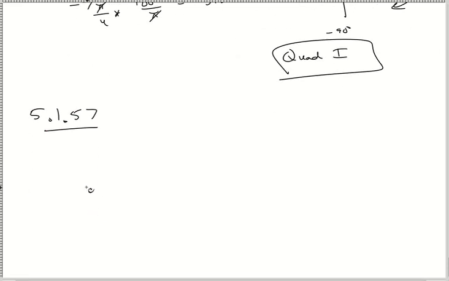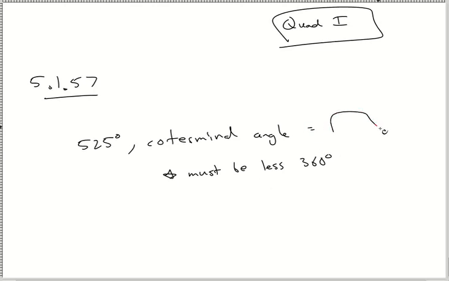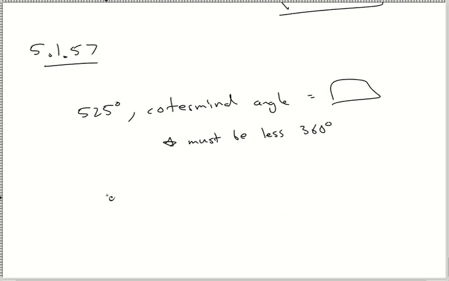5157. So I have a 525 degrees, and they want some coterminal angle. And they say that this must be less than 360 degrees. Okay, so what's a coterminal angle? What do they mean by that?